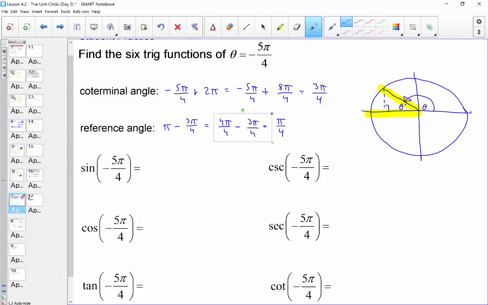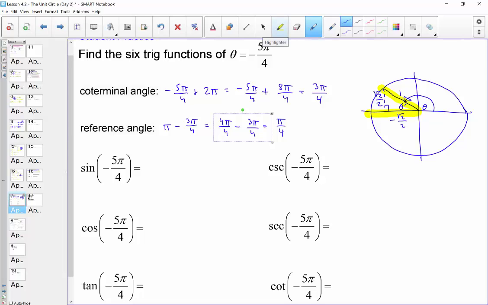Now we can go ahead and label our triangle. We always have a hypotenuse of 1 because we're dealing with the unit circle with a radius of 1. The opposite side of 45 degrees is square root of 2 over 2. It's going to be a positive square root of 2 over 2 since we're working in the second quadrant and the y values are positive in the second quadrant. The adjacent side of 45 degrees is square root of 2 over 2. But because we're working in the second quadrant where x values are negative, it's going to be a negative square root of 2 over 2.